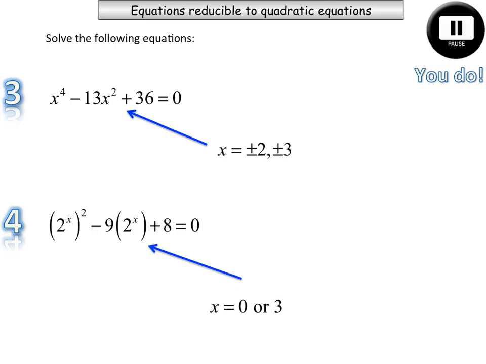So here are the solutions for those equations. Question 3, plus or minus 2, plus or minus 3. And question 4, we have two answers, 0 and positive 3.